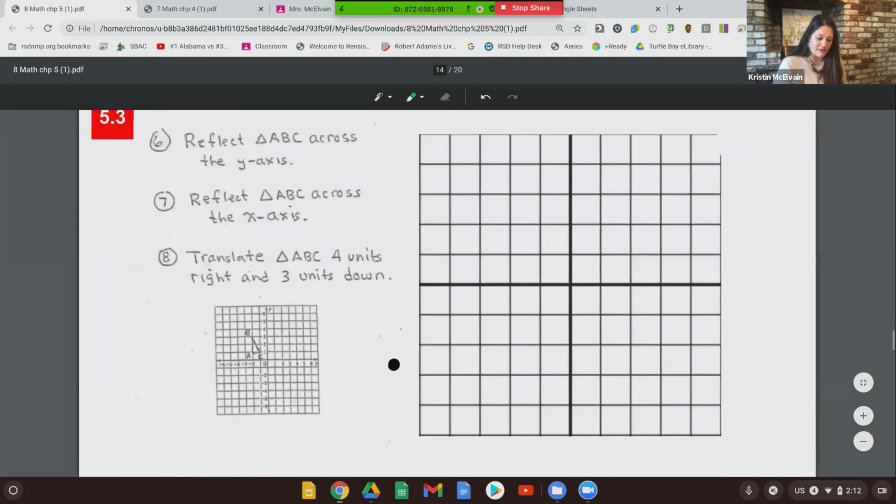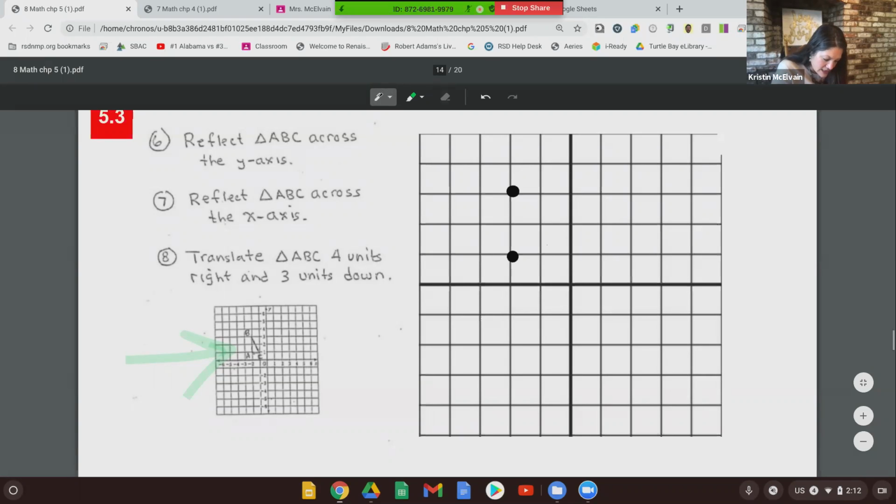Okay, so here's our problem for 6, 7, and 8. We are using the same triangle here, triangle ABC. So I'm going to reproduce that on this larger graph. Okay, so we have B is at -2, 3. There's B. A is at -2, 1. And C is at -1, 1.